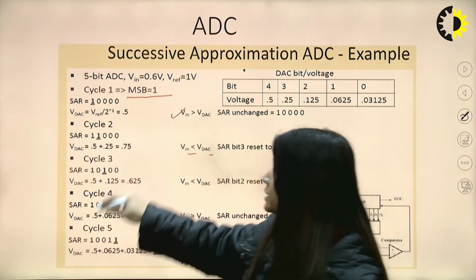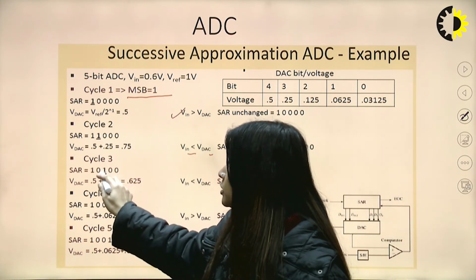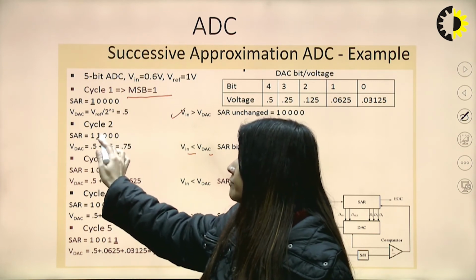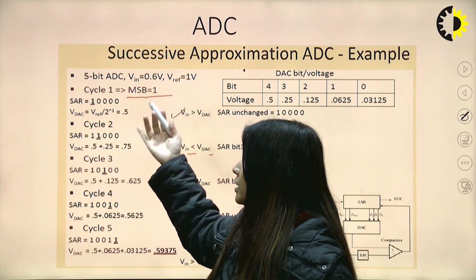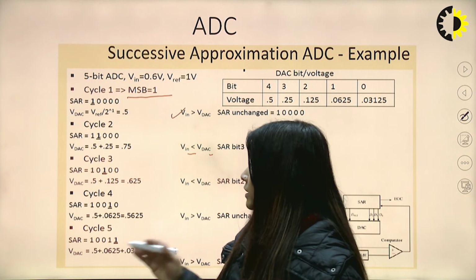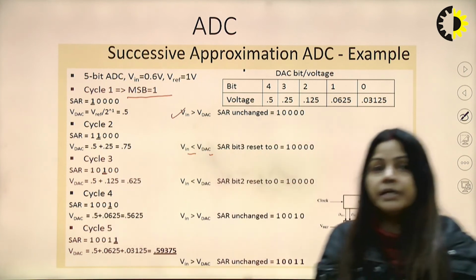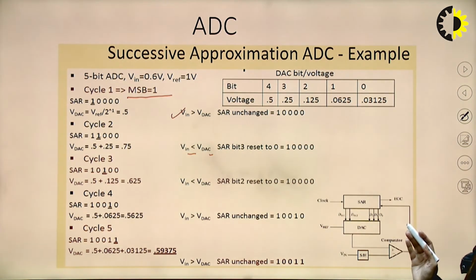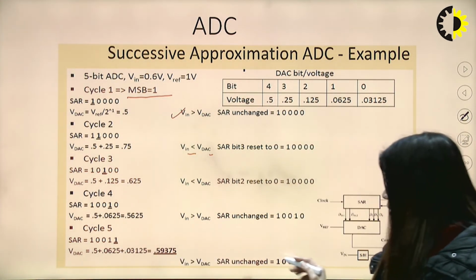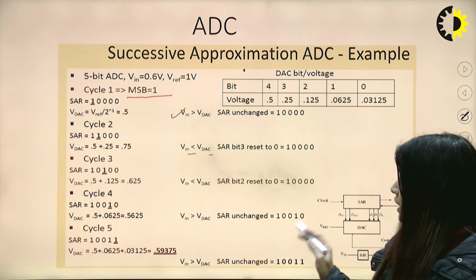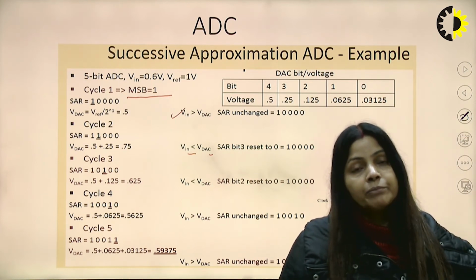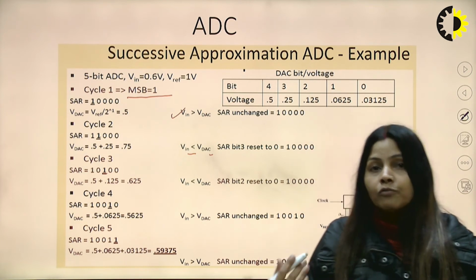So in cycle 3, what we will do? We will make it 0 and we will increase the next one. Because it is clear that if we put 1 here, this VDAC is greater, so we will reduce this VDAC. Similarly, all the cycles will be repeated to get the final output. The voltages will be converted, and whatever the successive approximation register finally contains will be the final value of the input voltage.